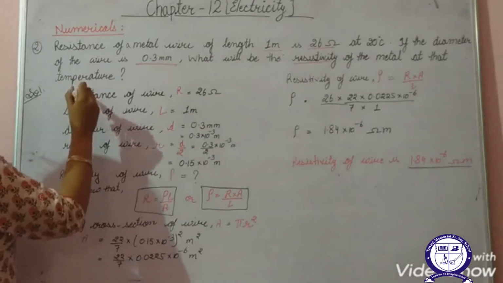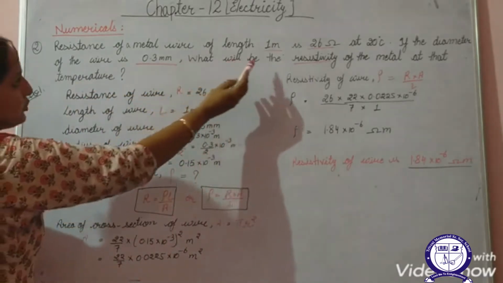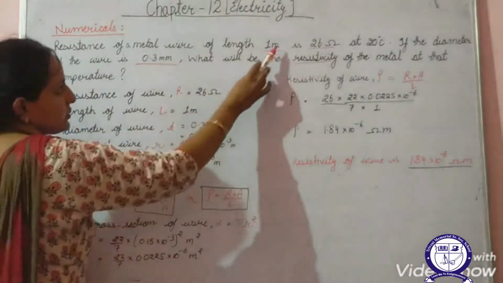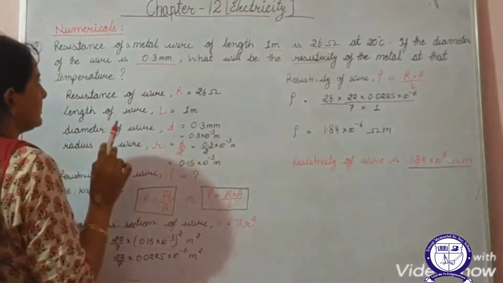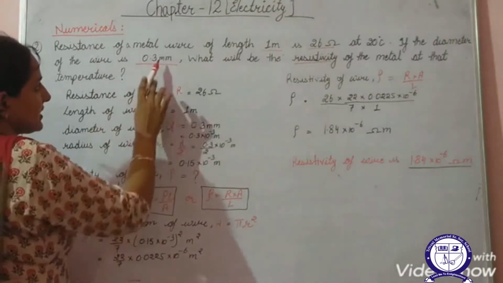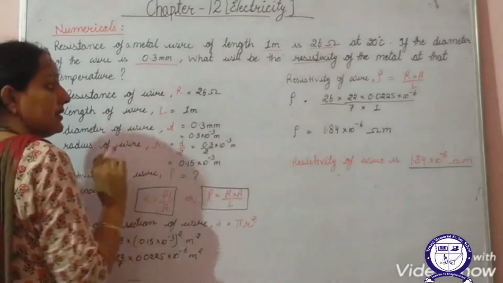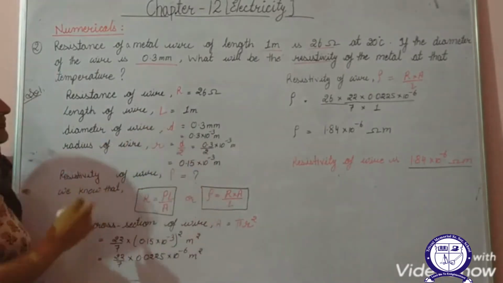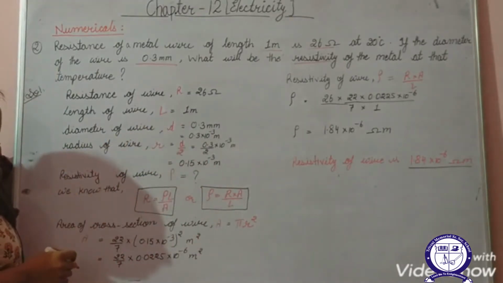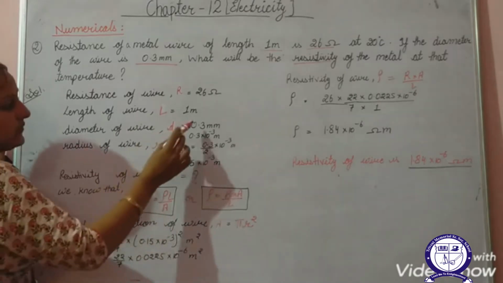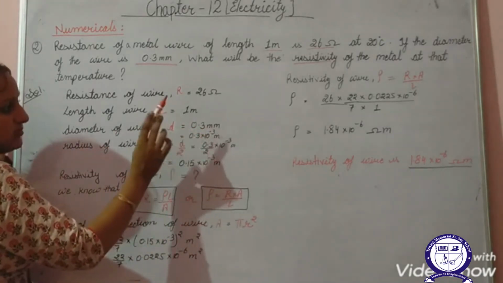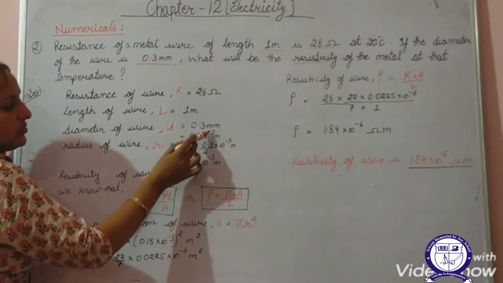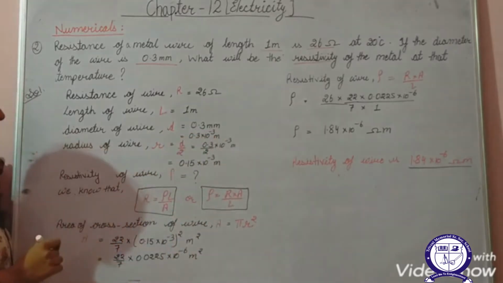Now the resistance here is R, which is given to be 26 ohm. The length of the wire L is given as 1 meter. The diameter of the wire is given as 0.3 millimeter. One thing: the diameter here is given in millimeter and we want it in meter. So first of all, we'll convert millimeter into meter. So 0.3 millimeter will be equal to 0.3 into 10 to the power minus 3 meter.